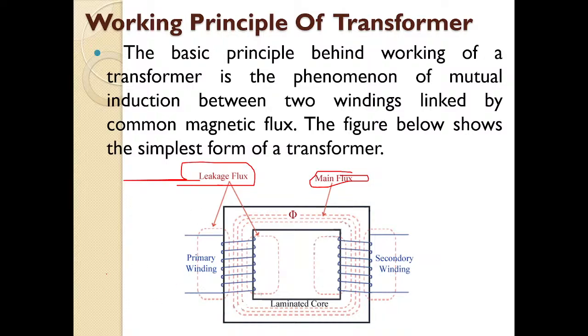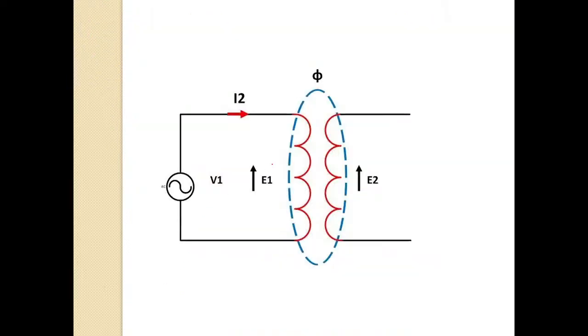So what is happening here? EMF is induced in the primary winding. This is the symbolic representation of your transformer. So this is our primary winding, and this is the secondary winding. In the primary winding, voltage E1 is induced. In the secondary winding, voltage E2 is induced.